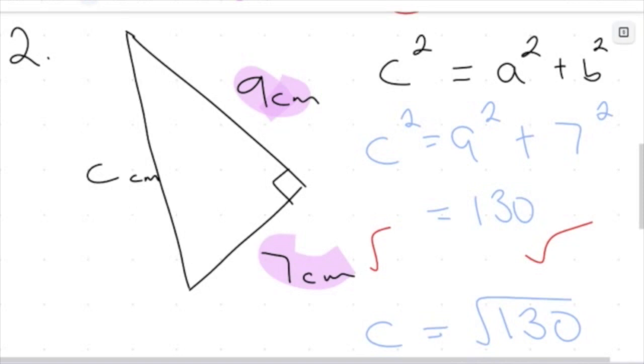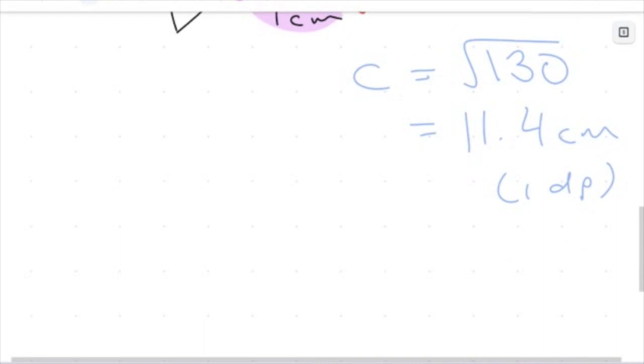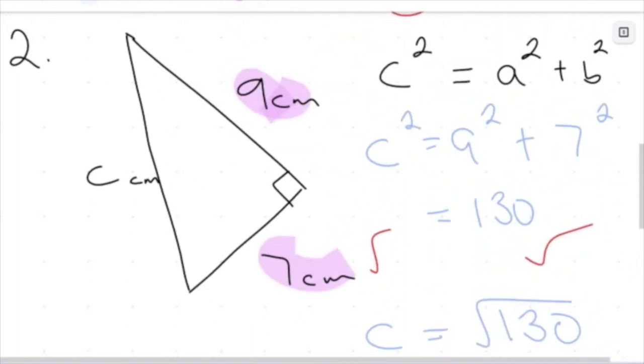If my answer I got was smaller than 9 or 7, something's gone wrong. Either I've inputted it into my calculator wrong, I've done my working out slightly wrong, but we can always do this sense check. Once you get your answer, does it make sense? Well, this one does, as well as the previous one, because in both questions, we're finding the longest length, the length of the hypotenuse. So this answer checks out.